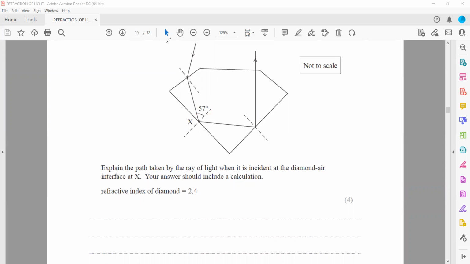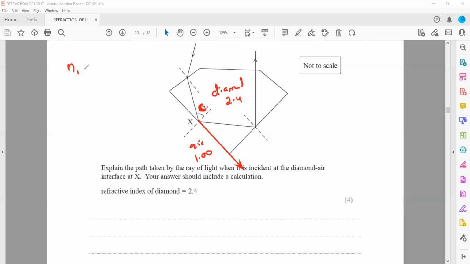That's why it will undergo total internal reflection. So we will show this by calculation. We have the formula. This one is diamond and air. The refractive index of diamond is 2.4. For air, it is 1.00. And we'll work out the critical angle. So leave the 57, for example, if this is C, the critical angle, then the angle of refraction will be 90, meaning the ray will go like this. So first we will work out the critical angle for this diamond.